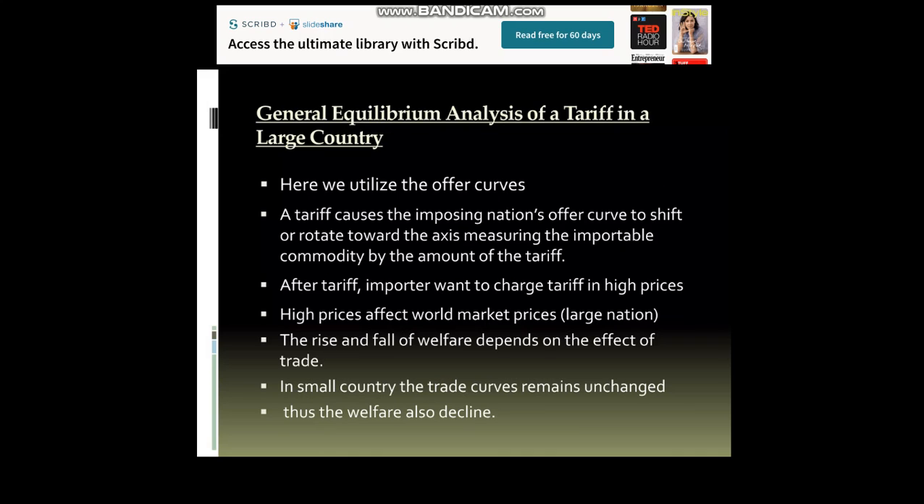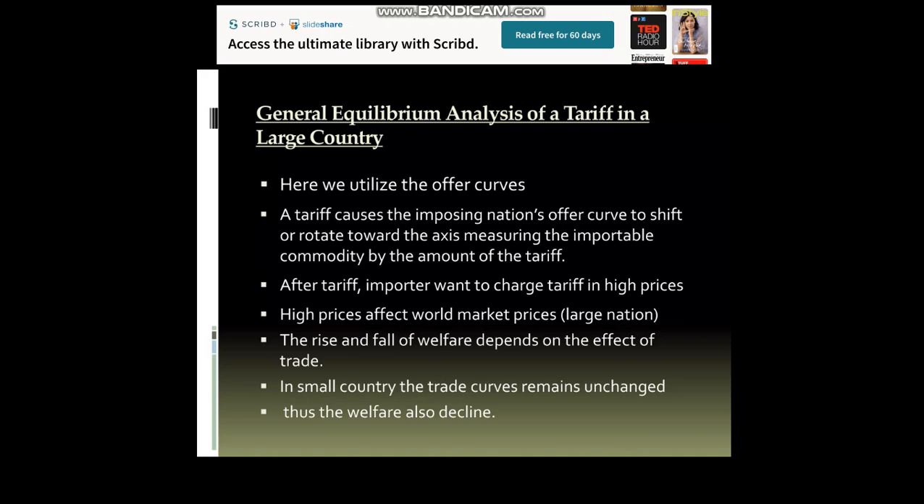General equilibrium analysis of a tariff in a large country. Here we utilize the offer curves. A tariff causes the imposing nation's offer curve to shift or rotate toward the axis measuring the importable commodity by the amount of the tariff. After the tariff, the importer wants to charge tariff in high prices. High prices affect world market prices.